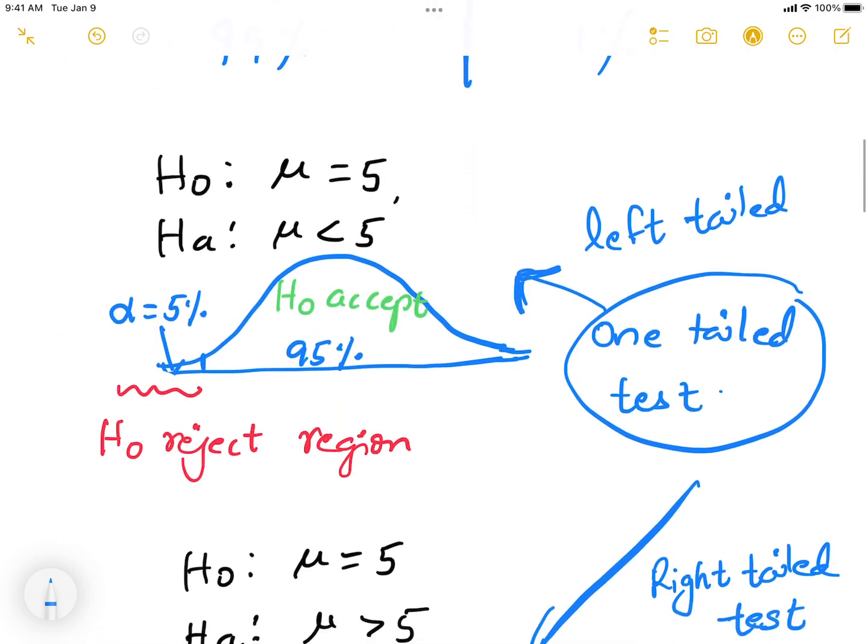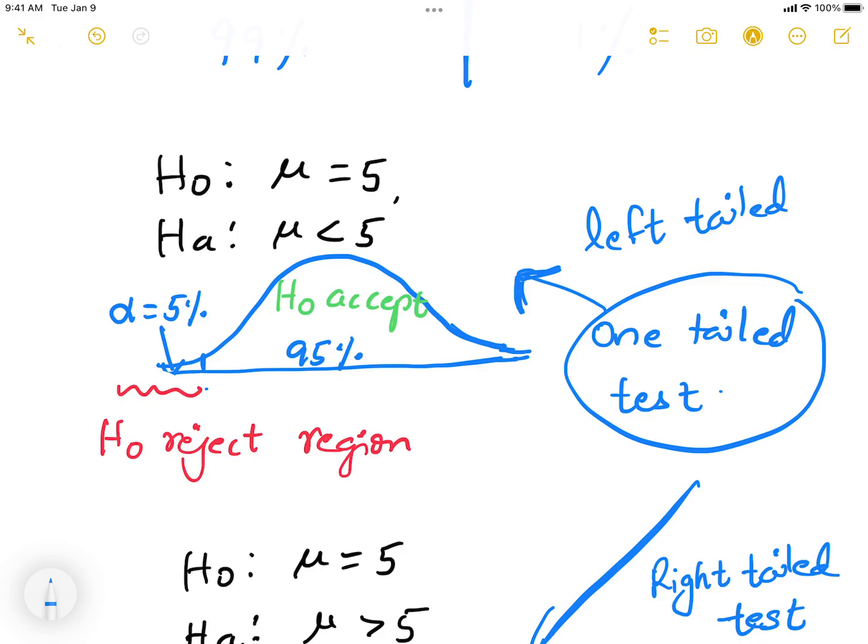So there are three possibilities that can happen in our hypothesis studies, right? Let's say that in this example, we want to say that mu, the population mean, is less than 5. So we start with the null hypothesis, which is mu equal to 5. The alternate is mu less than 5. When we look at the normal distribution, it looks like this. Because mu is less than 5, it's a left tail test. And it's a one tail test, because it's only happening in the left.